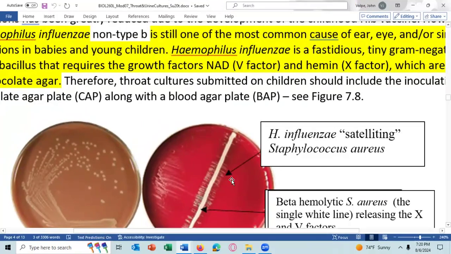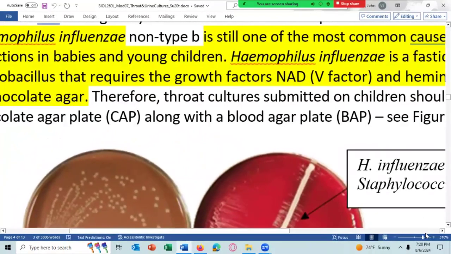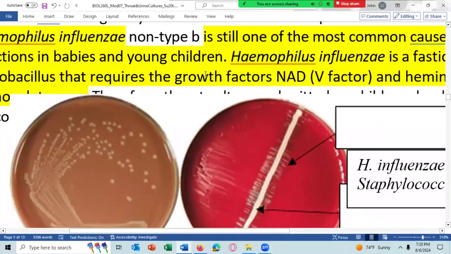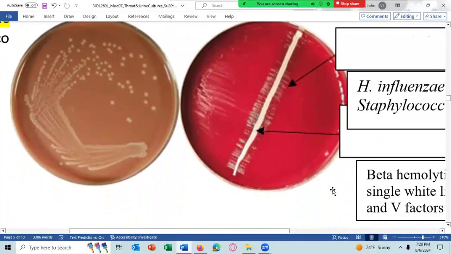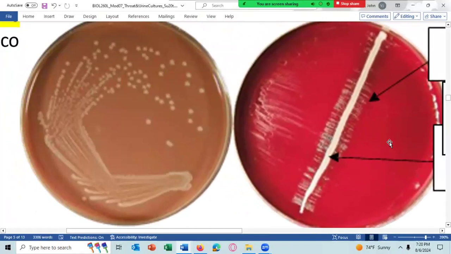Maybe it is. Let me pull it up. Hopefully I'm not moving the picture. Yeah, I didn't move the picture. Actually, it is shown here, and that is, there's the streak of Staphylococcus aureus, and then the clear zone is the hemolysis of the red blood cells, and that's around the streak.